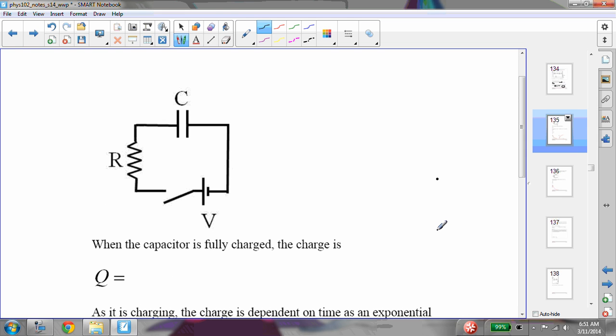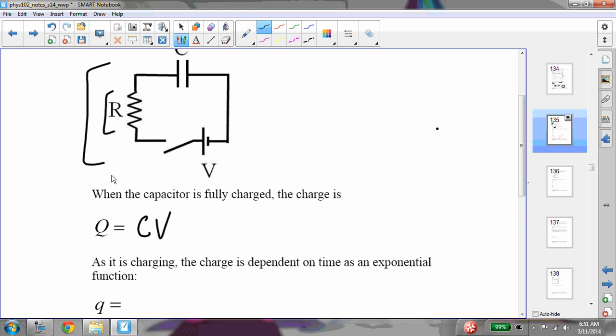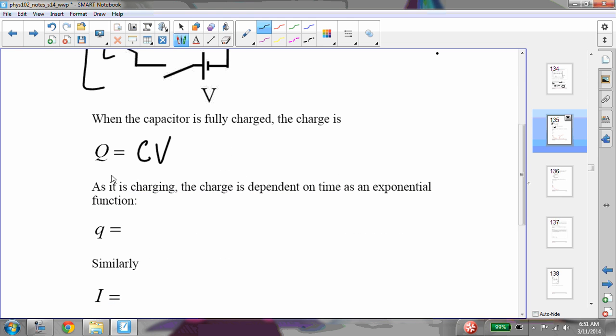There's a picture of an RC circuit. When the capacitor is fully charged, then the charge on the capacitor is equal to CV, just like we had before. So here, it's not really much different than what we've done before, except now we're adding a resistor, and we're also going to characterize how that charge changes. As you're charging a capacitor, the charge gradually accumulates on the capacitor, and it does that in a particular way. The way that it does it is an exponential function.